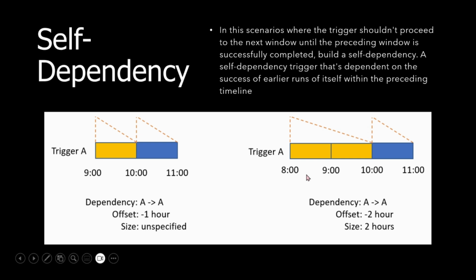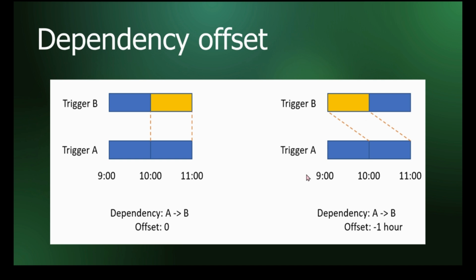This is called self-dependency. Whenever we have a dependency on the previous execution, we can go with self-dependency using tumbling window. And the next one is dependency offset. Here we can consider two triggers, trigger A and trigger B. Trigger A is depending on trigger B. You see the 10 to 11 window in trigger A is depending on trigger B, and the offset is 0.